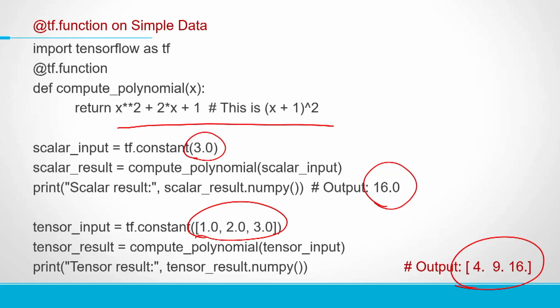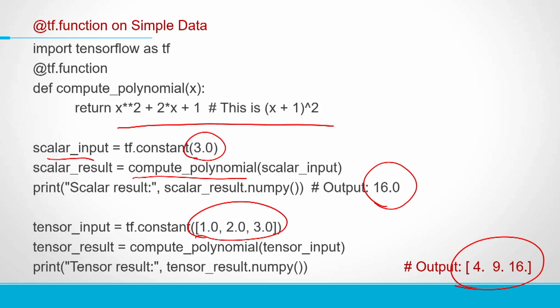If you go through the entire code, as usual we are importing TensorFlow as tf, and we are defining a function called compute_polynomial, which takes an input parameter x and returns the value x squared plus 2x plus 1. And here when you supply that constant value of 3 into the scalar input, you are calling that function compute_polynomial, the control goes over there, and the input parameter value 3 is being supplied.